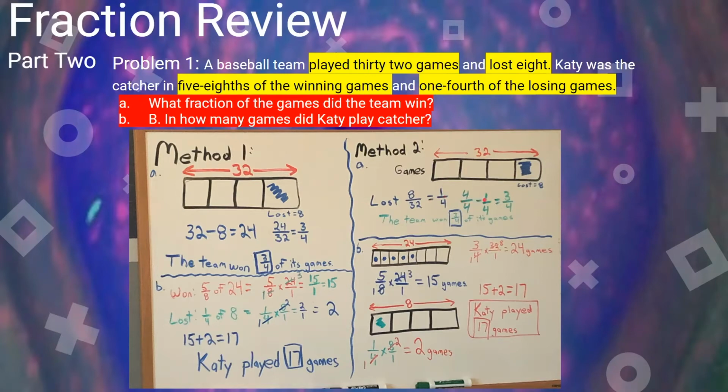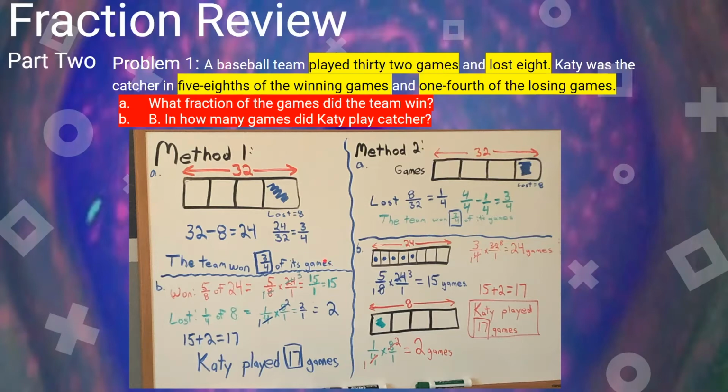4/4 minus 1/4 is 3/4. The team won 3/4 of its games. And that's all that they were asking us in the A question: what fraction of the games did the team win? Hopefully the solution you came up with was 3/4.